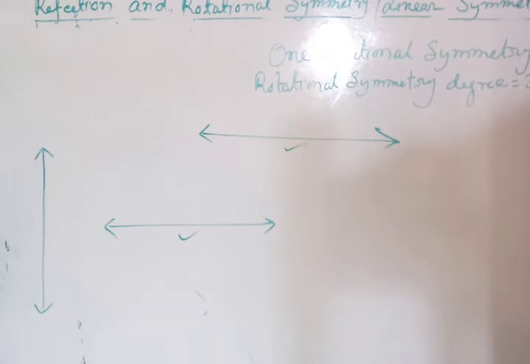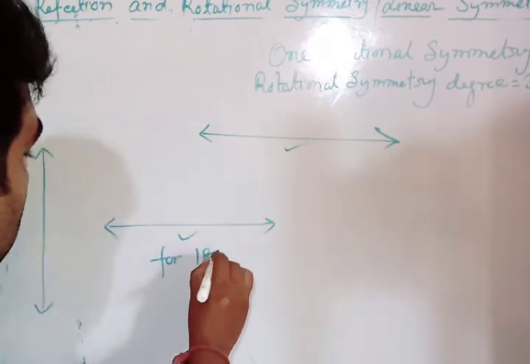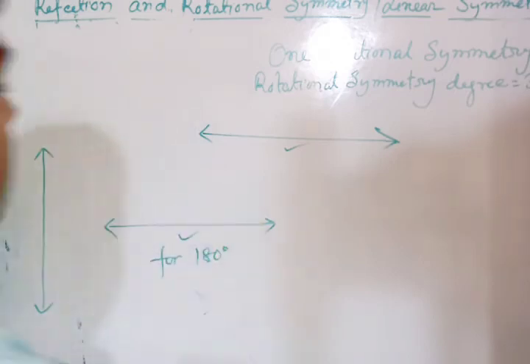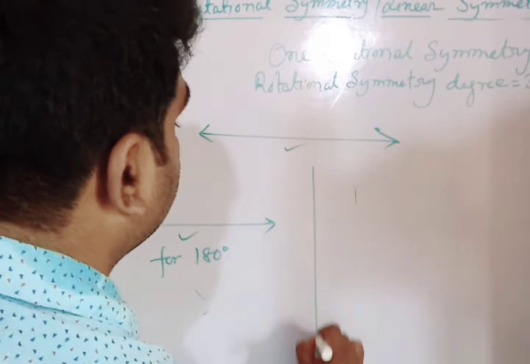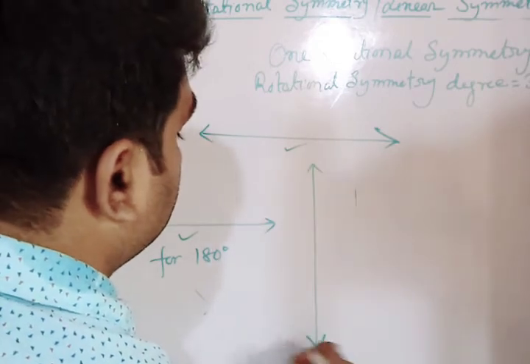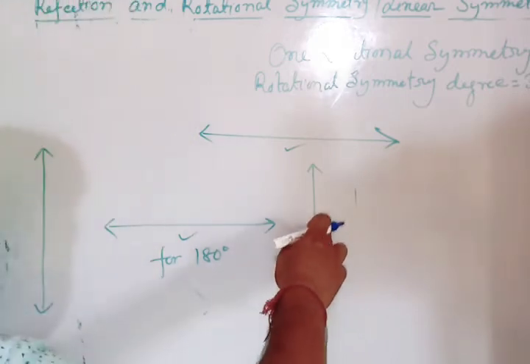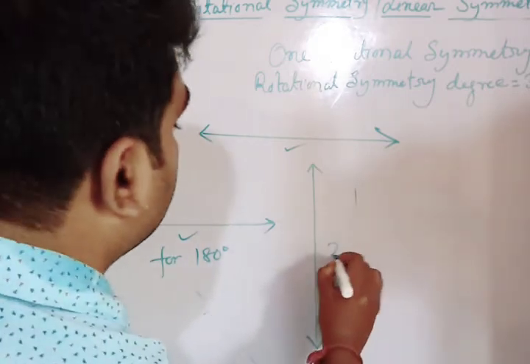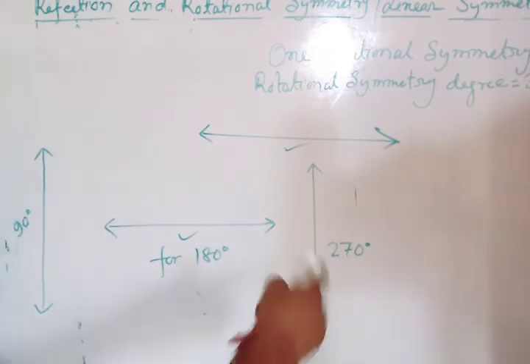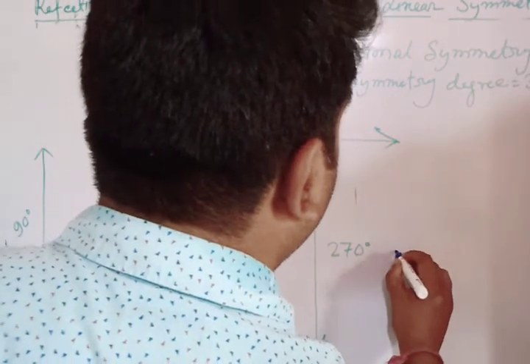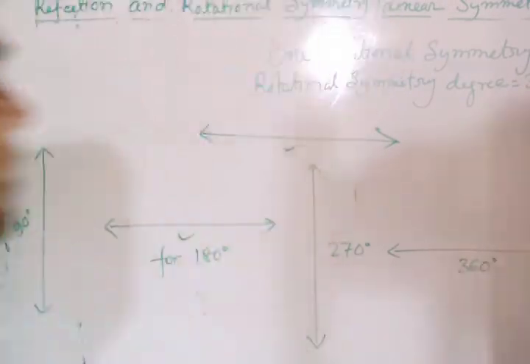So again I am rotating it. So this is for 180 degrees. Again I am rotating it, we are getting this figure. Understood? Again I am rotating. So this is for 270 degrees. Again I am rotating it, we are getting this, and this is for 360 degrees.